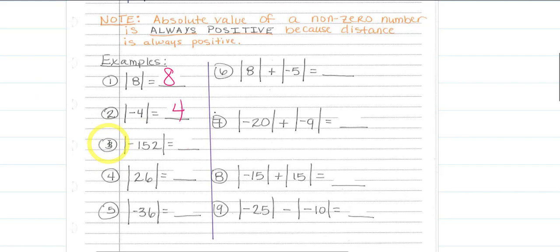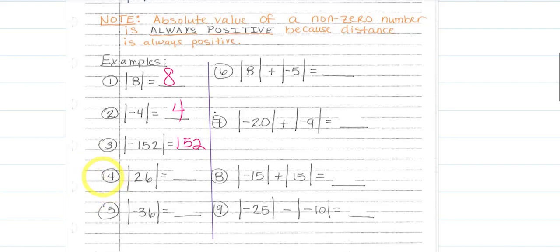Now you try number 3, number 4, and number 5. Try those 3, and then pause the video, try those 3, and then I'll do them. Okay, so let's see if you got the same answers that I'm going to get. For number 3, negative 152, the absolute value of negative 152 would be a positive 152.